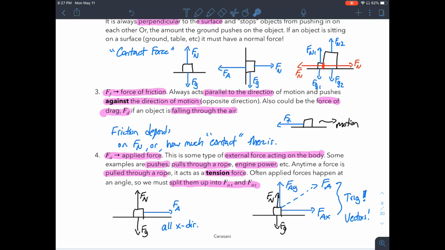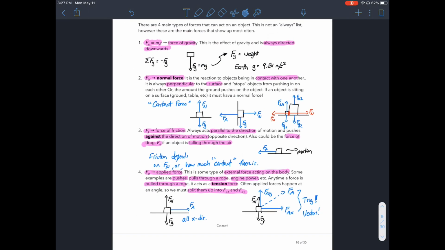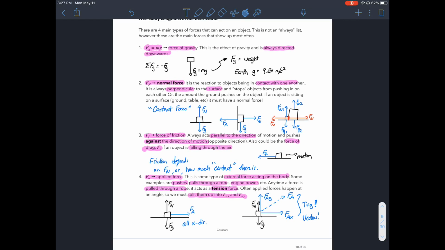Just like before in relative motion, when I gave you a wind going northeast or at an angle, you needed to take that vector and split it up into X and Y components. This is exactly the same thing. We don't know how to deal with this applied force on an angle, so we need its two components in the X and Y directions. So these are the four forces, the main things that show up. This is not an always list, so don't think that this is the be-all and end-all. But this is the stuff that you're going to see over and over again.